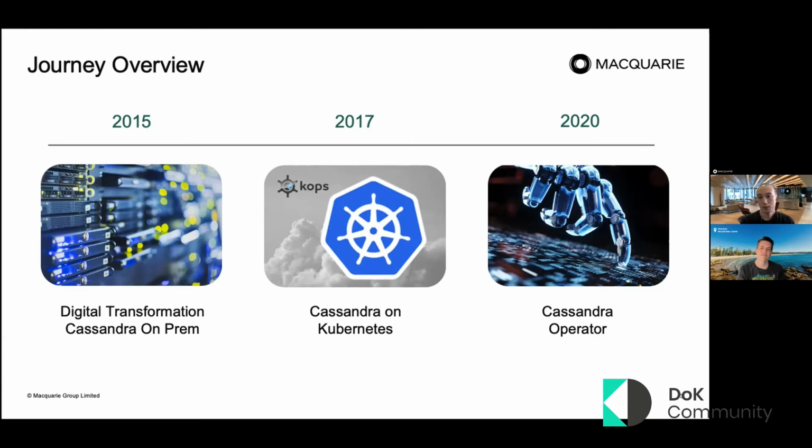We first deployed Cassandra using Ansible onto our on-prem infrastructure. However, we quickly hit the scalability and performance limits of our on-prem infrastructure, which had implications for our customer experience. In the end, the best option for us was moving to the cloud.